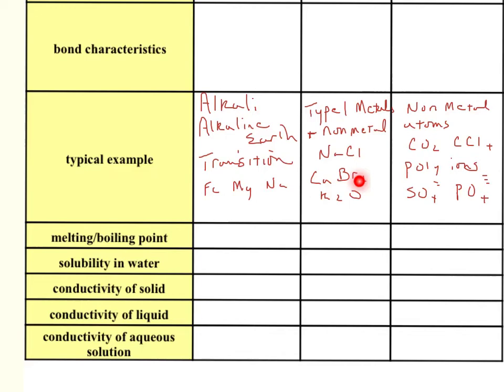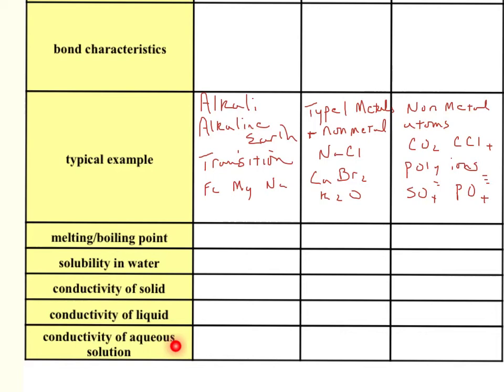And for covalent bonding, what we're talking about is between nonmetal atoms. So carbon dioxide, carbon tetrachloride, and also polyatomic ions exhibit covalent bonding. If you look at sulfur and oxygen, phosphorus and oxygen, so it's phosphate, sulfate, those are examples of covalent bonding. And then down here I have some properties of these bonds, and we're going to be working with these properties in the lab very shortly, so we can talk about that.